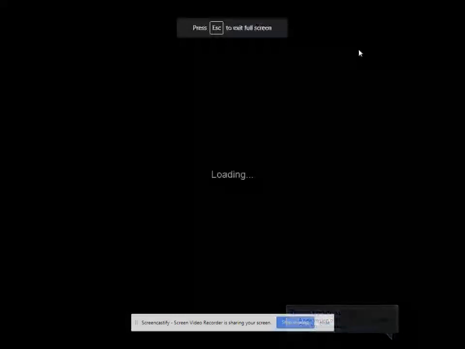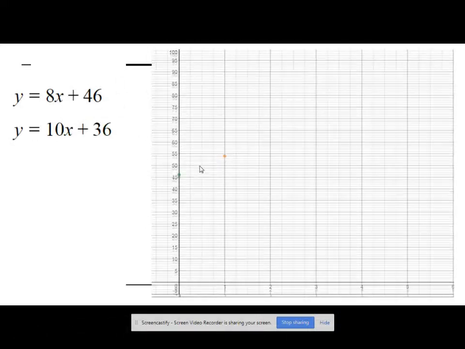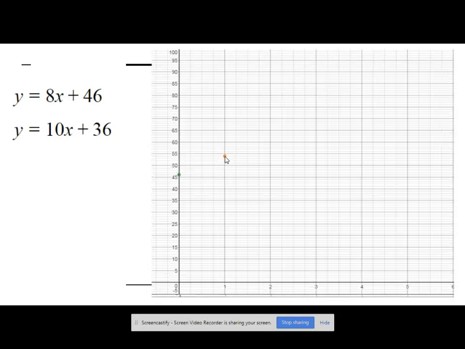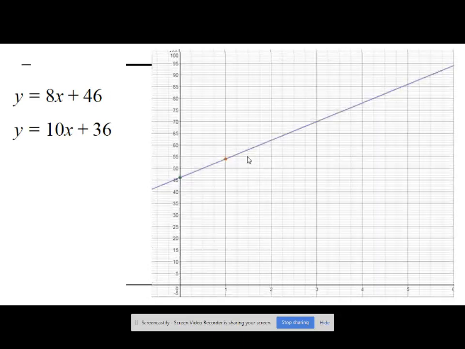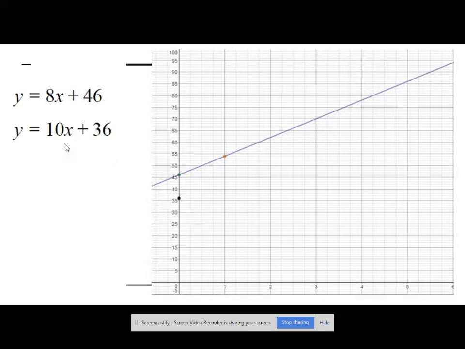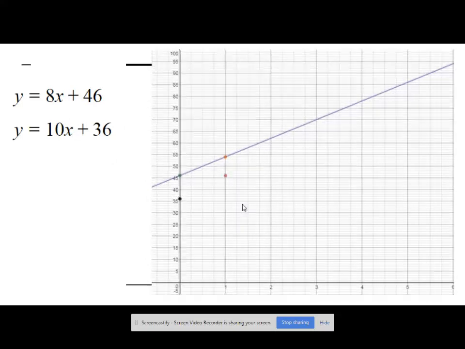You saw the solution, but we're still going to go through the graphing. So 46 is the y-intercept, 8 is the slope. Plot the y-intercept, rise of 8, run of 1, and we can connect the dots. There we go. Same thing with the second equation here, y-intercept of 36, right about there, and a slope of 10, so we go rise of 10, run of 1, over there.